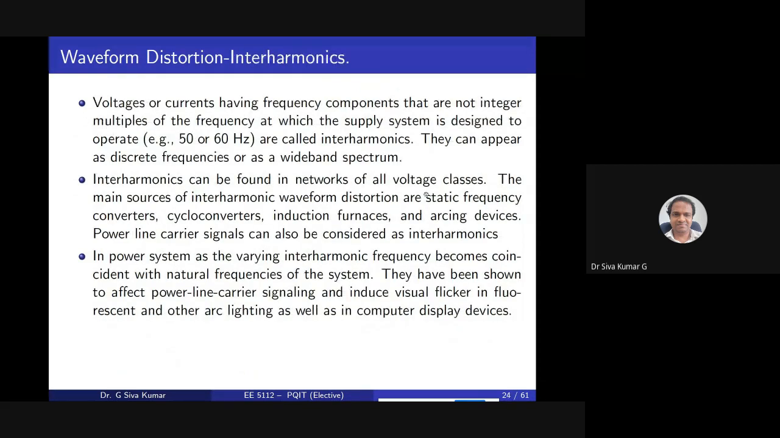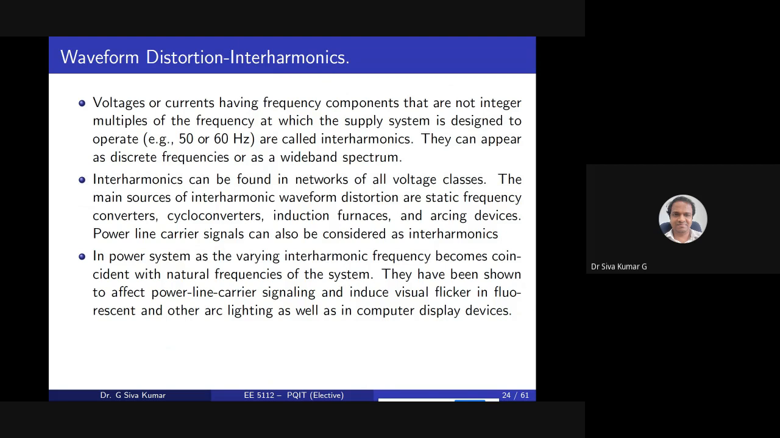Yeah, the interharmonics, we have seen this. They are non-integer multiples of the fundamental frequency. They can appear at discrete frequencies or as a wide band spectrum. Wide band spectrum in the sense that when you're using a PWM kind of switching mechanism in power converters, in that case we'll be having a wide band spectrum also. Those also yield interharmonics in the voltage.